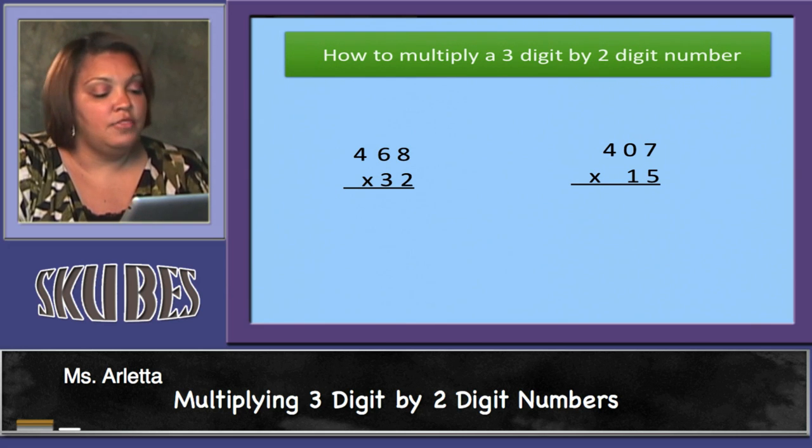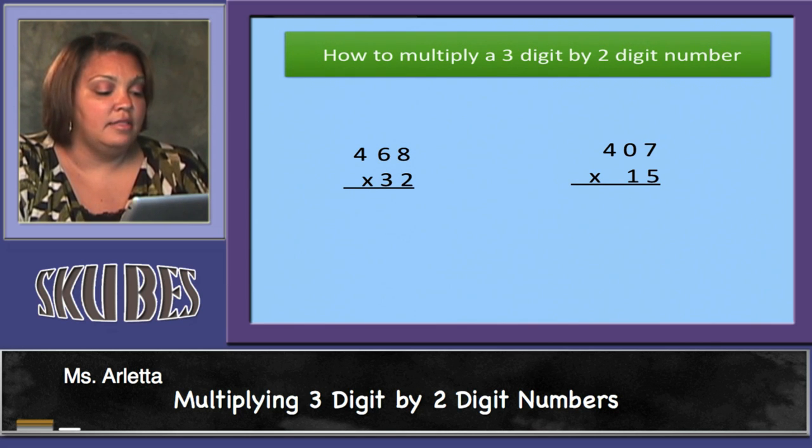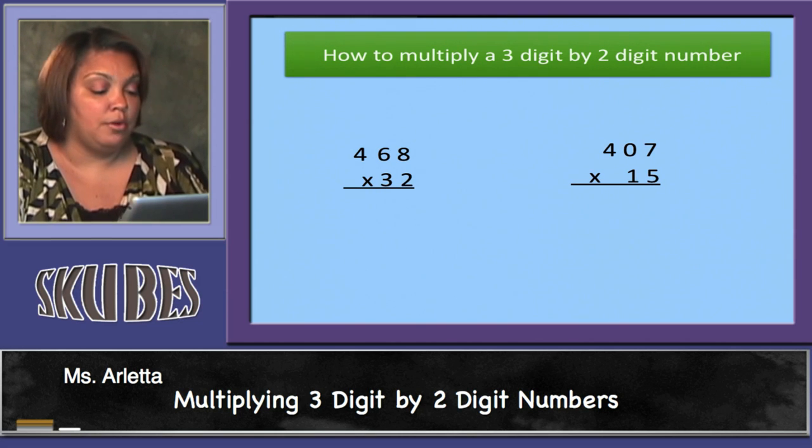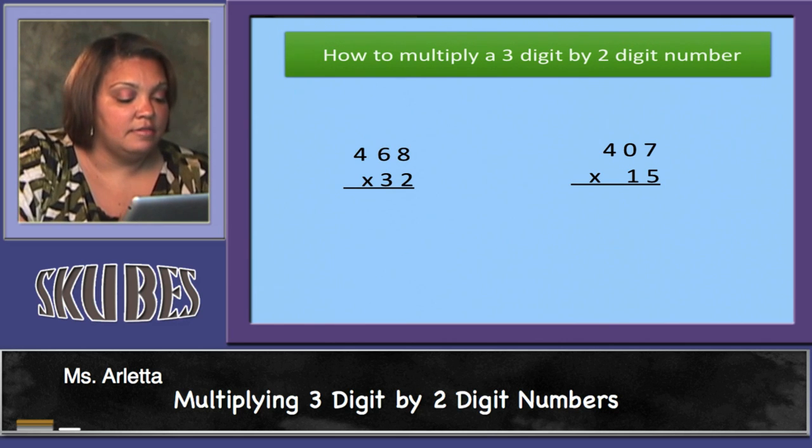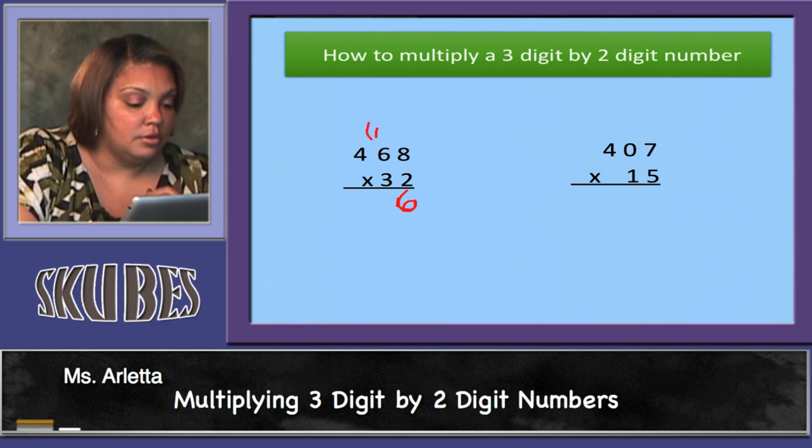Once you're done with that, then you multiply the tens digit, your 3 in 32, by 8. You multiply it by 6 and then multiply it by 4. Let's begin. 2 times 8 is 16. You write your 6 and carry your 1.